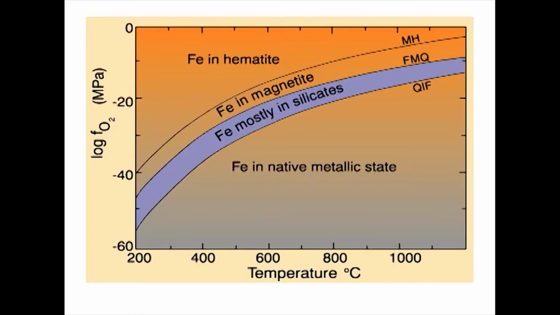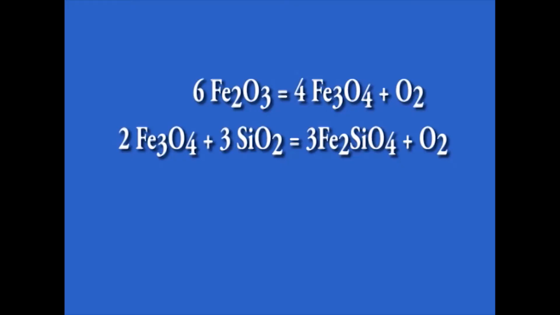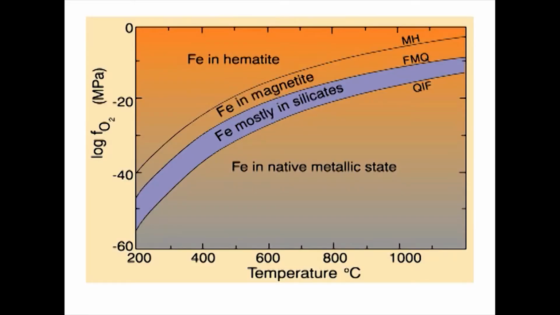Redox reactions involve a change in the oxidation state of an element. For example, 6 Fe2O3 gives rise to 4 Fe3O4 plus O2. Second reaction, 2Fe3O4 plus 3SiO2 gives rise to 3Fe2SiO4 plus O2. At any particular pressure, these become oxygen buffers.